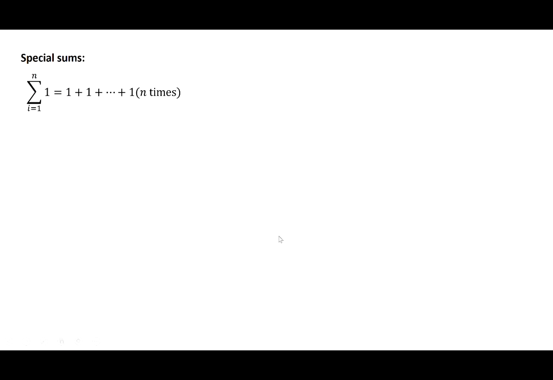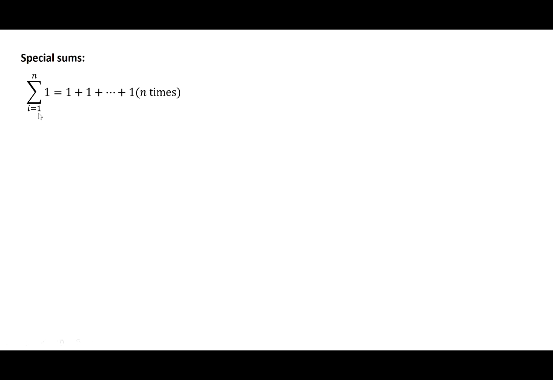Sigma i equals 1 to n of 1 itself. What? Sigma i equals 1 to n of 1? Well, i takes on a value of 1 first. And with that i equals 1, we'll go inside and evaluate that stuff. Oh, that's just 1. When i equals 1, this stuff is 1. So that's why I wrote 1.